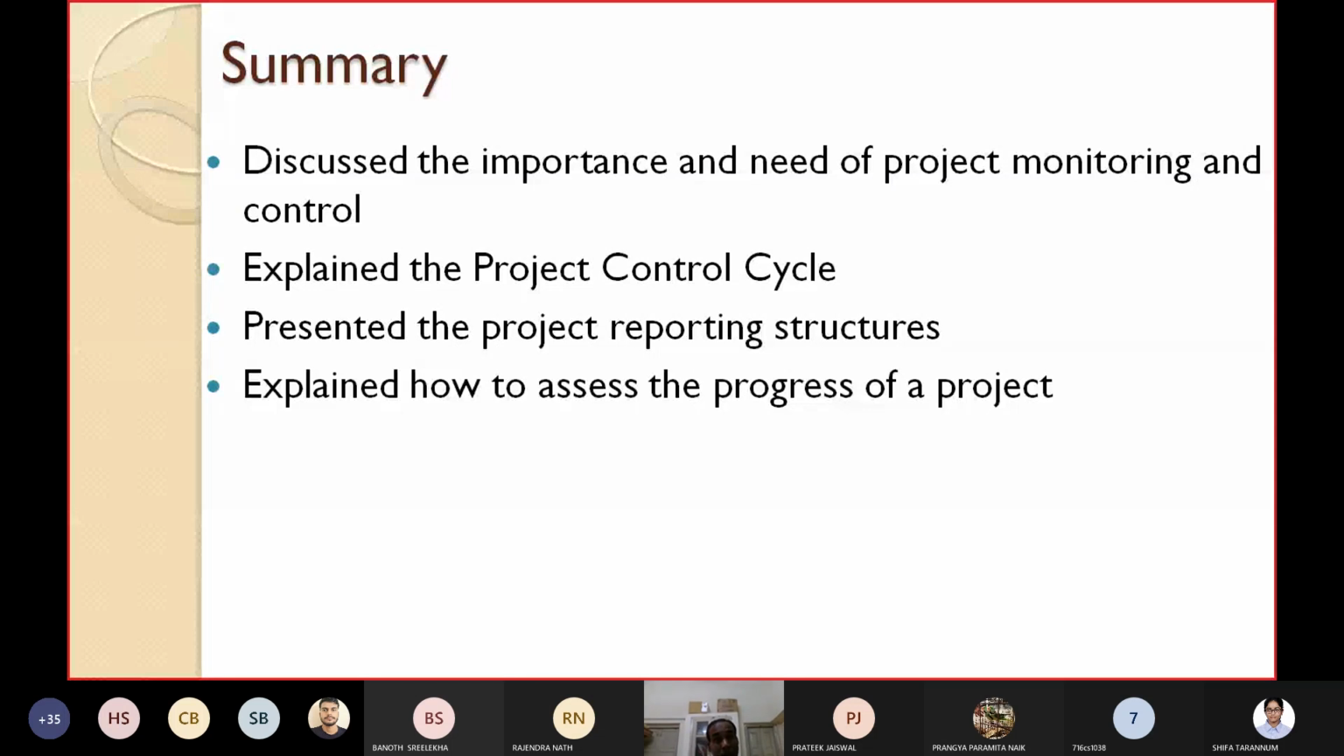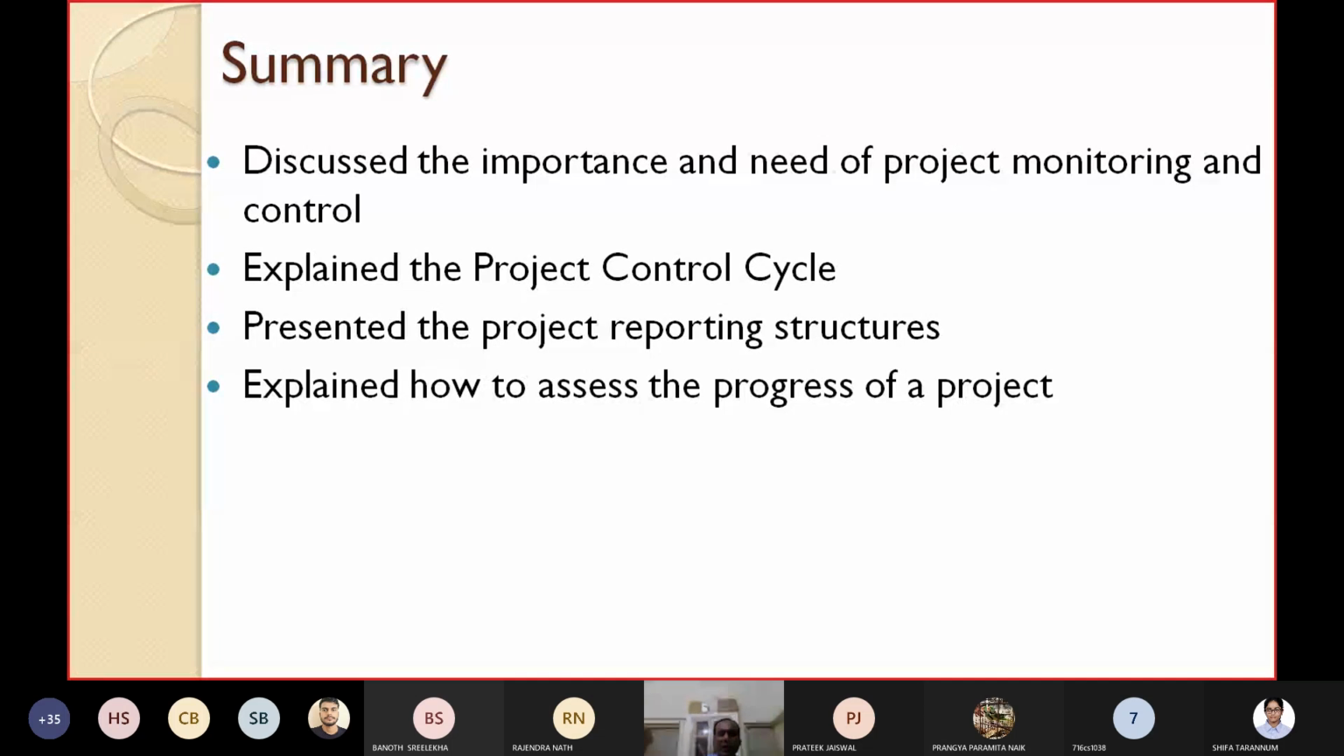So today we have covered the importance and need of project monitoring and control. We have explained the concept of the project control cycle. We have shown the activities involved in the project control cycle. We have also presented the different project reporting structures. We have also explained how to assess the progress of a project. So these things we have discussed today.